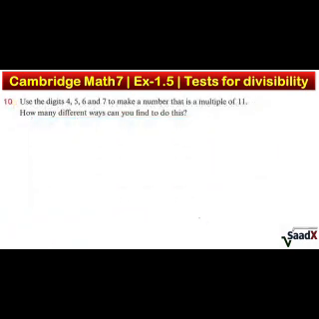Now, next one, number 10. Use the digits 4, 5, 6 and 7 to make a number that is a multiple of 11. How many different ways can you find to do this? So this number has digits 4, 5, 6, 7. It can be a combination like 4567, or we can write 4576. So there are lots of ways we can make this.